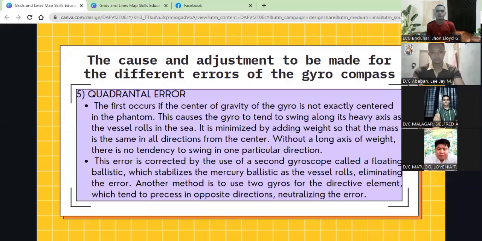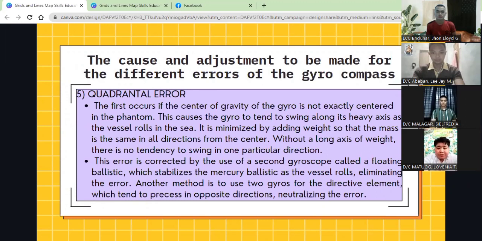Now let's move on to the fifth cause and adjustment to be made for the different errors of the gyro compass. I am Deck Cadet Matuog Lavignati. The fifth one is quadrantal error.